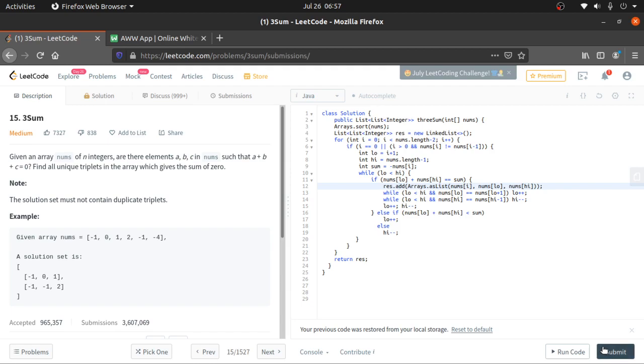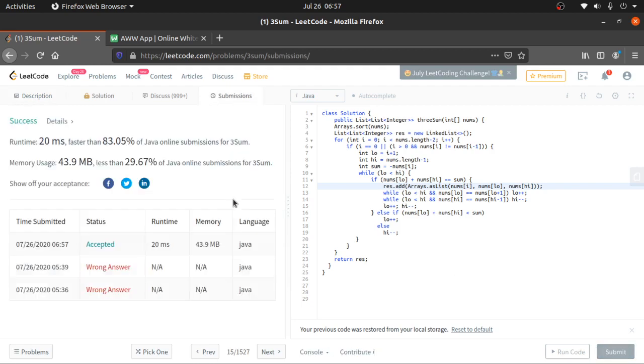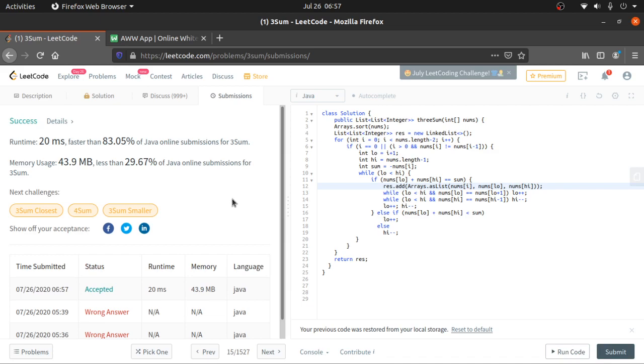Let's submit and see. Okay, this worked for this one.